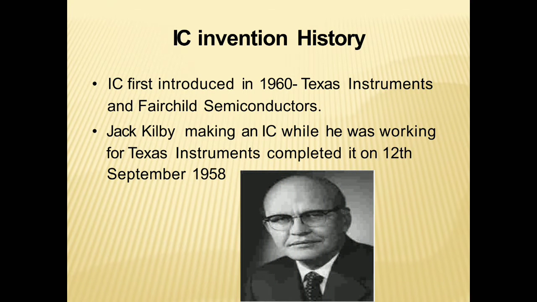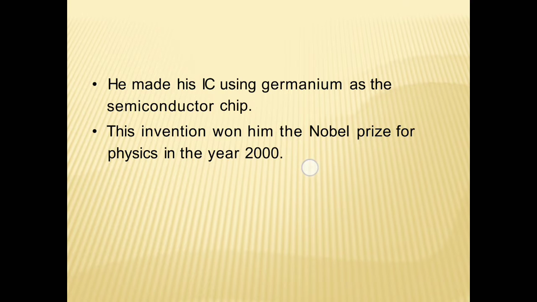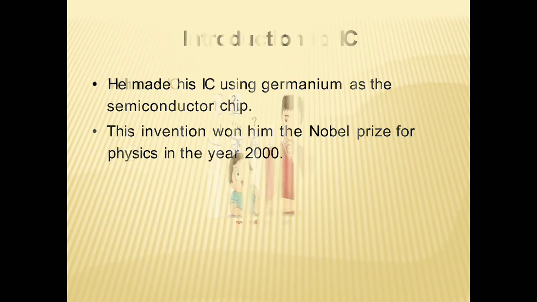The first IC was introduced in 1960 by Texas Instruments and Fairchild Semiconductor. Jack Kilby, while working for Texas Instruments, completed making his IC on 12th September 1958. He made his IC using germanium as the semiconductor chip. The invention won him the Nobel Prize in Physics in the year 2000.